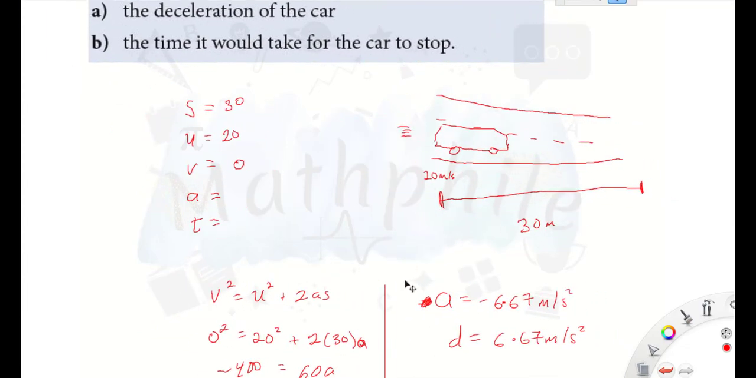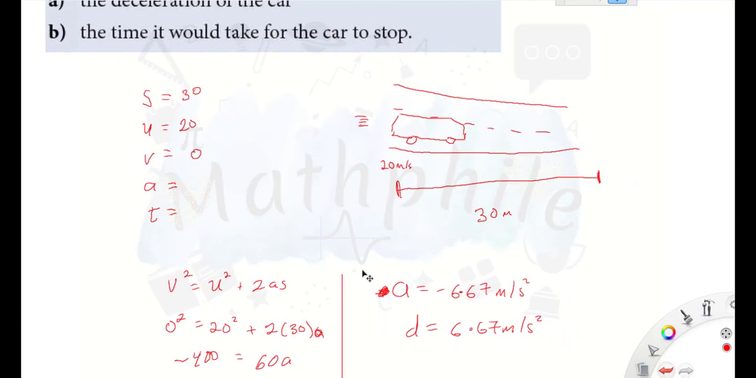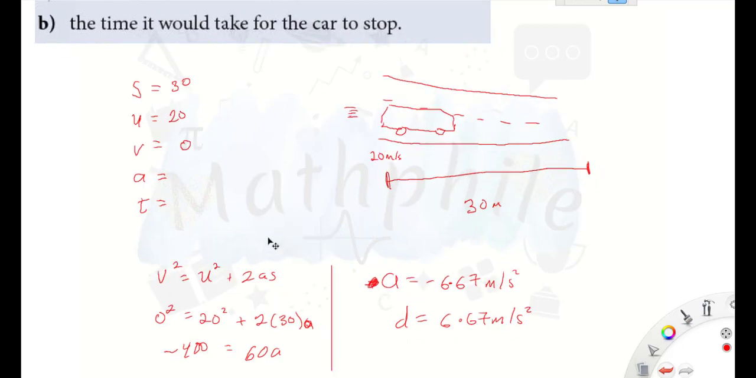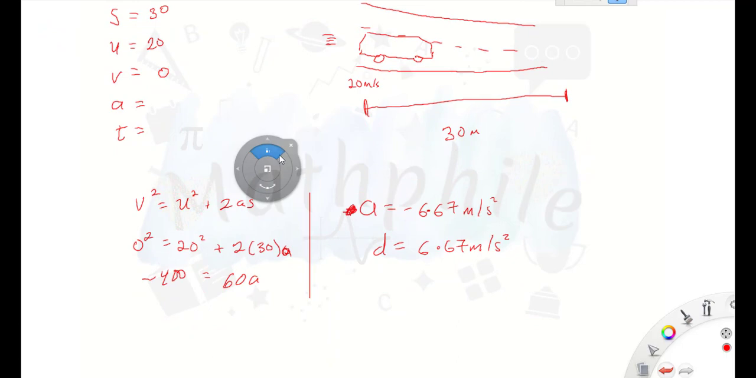I think we can solve the second one. We can find the time and be good to go. So work out the time and let's see what you're going to get. Again, try your best not to use values you calculated.